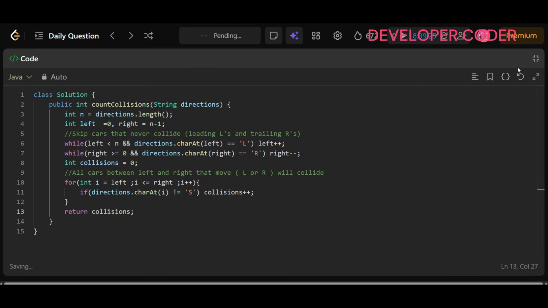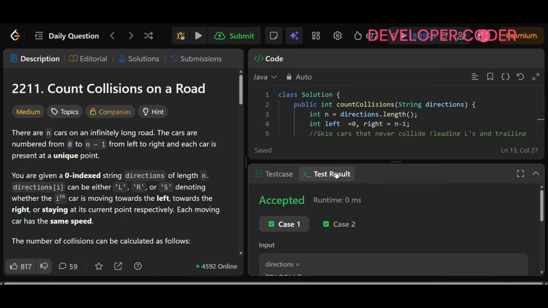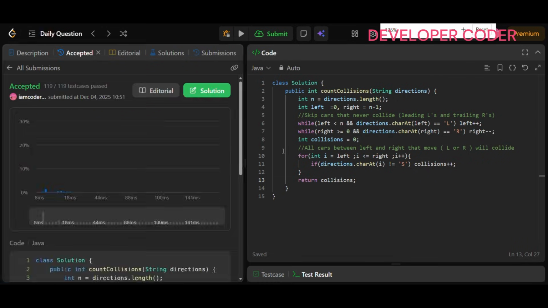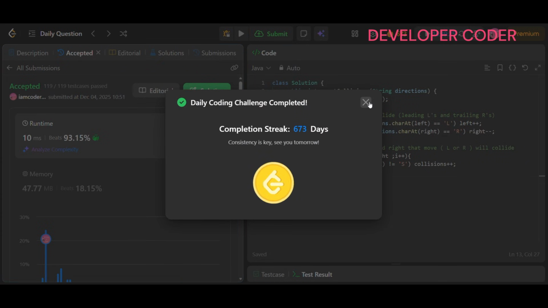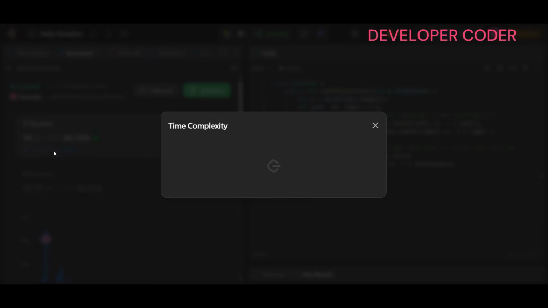Now let's run the code and see if there are any issues. So see, all the test cases have been accepted. Now let's submit it. So see, our solution is accepted, and the time complexity for this problem is going to be O of n only.